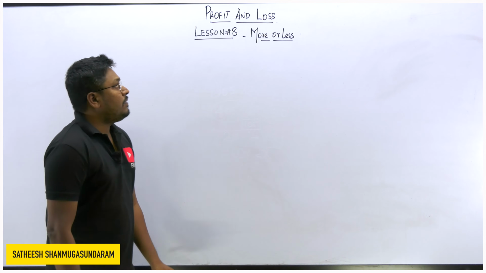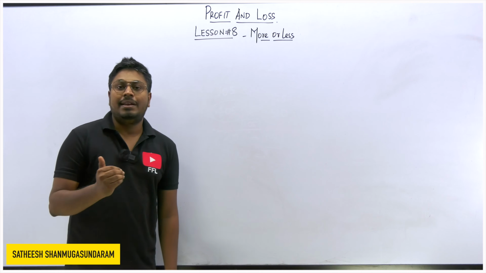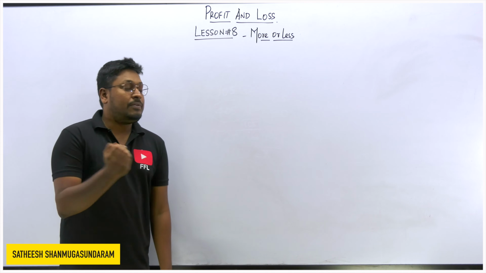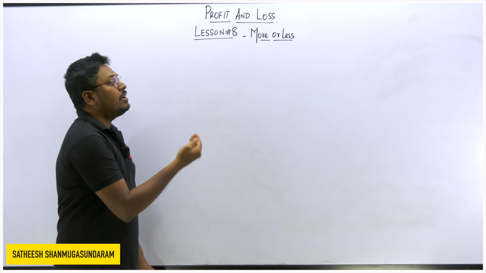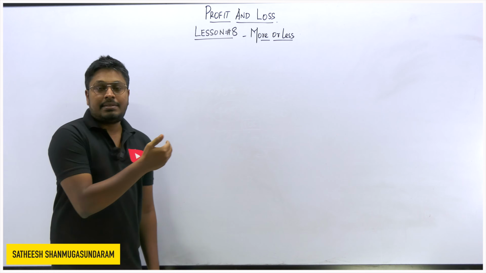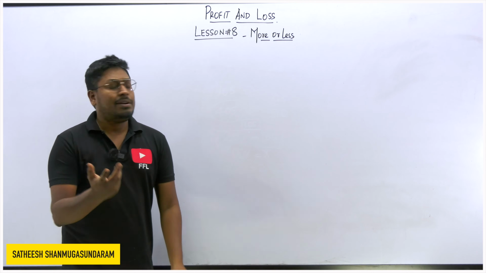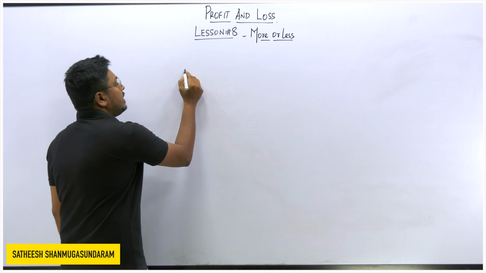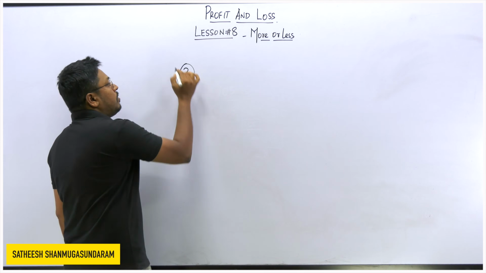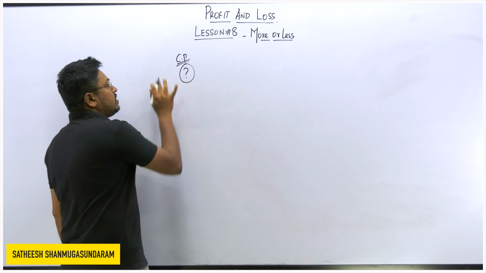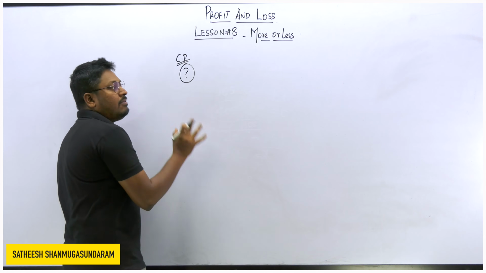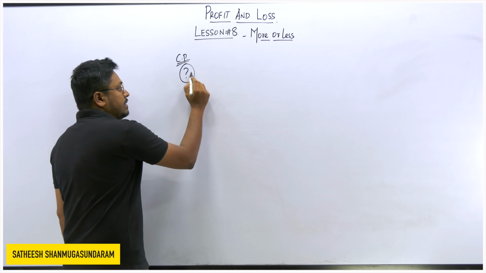So friends, now profit and loss, lesson number 8, the more or less concept. First, before solving a question, I will tell you what kind of question you can see in this lesson. For example, the cost price will not be given. Let me take a boy who purchases a book for some amount. The cost price is unknown.